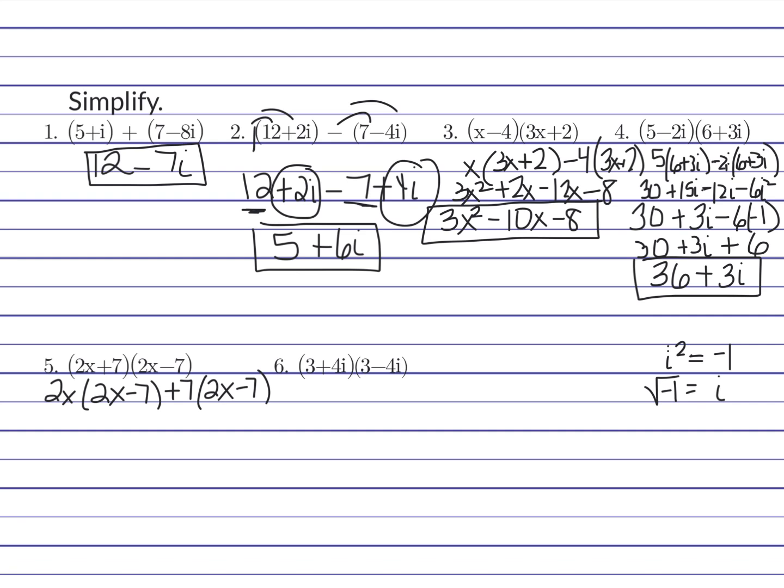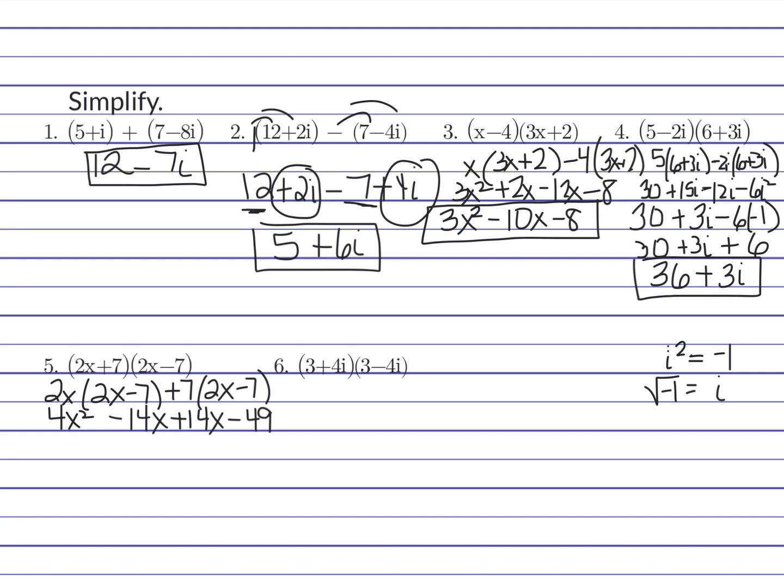I'm going to distribute. 2x times 2x is 4x squared. 2x times negative 7 is negative 14x. Positive 7 times 2x is positive 14x. And 7 times negative 7 is negative 49.